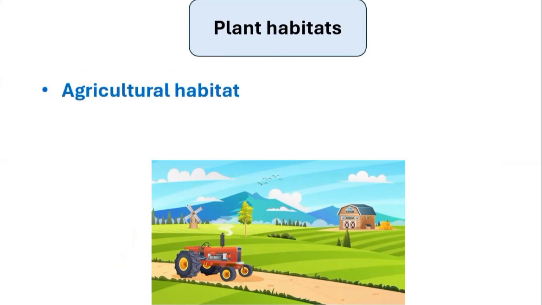Plant habitat. We have different habitats here in Egypt, and every one of these habitats has its own plants. You can't find all types of plants in only one habitat. They are different habitats with different weather, so with different habitats we have different plants. The first one we talk about is the agriculture habitat.